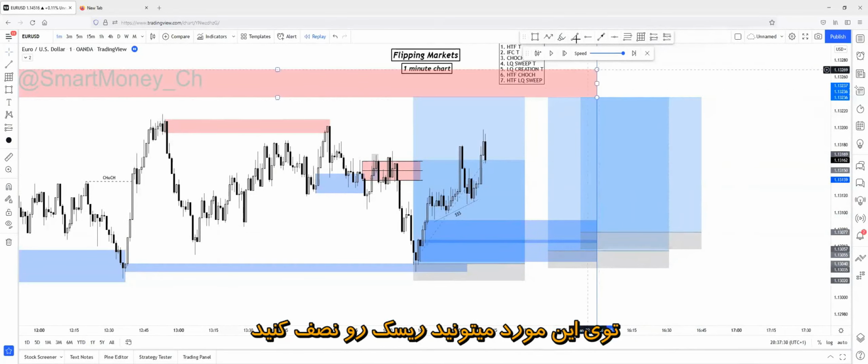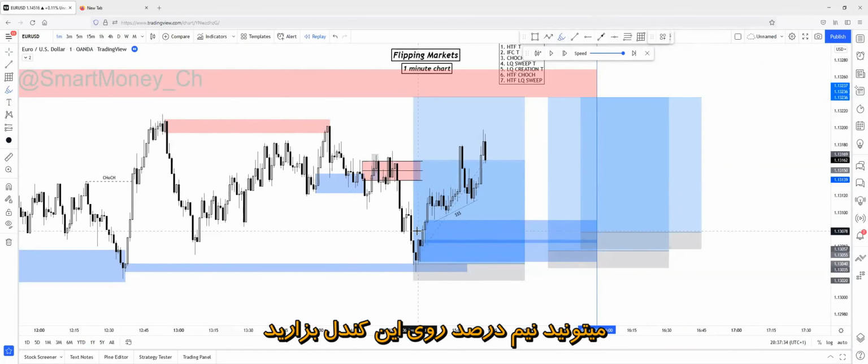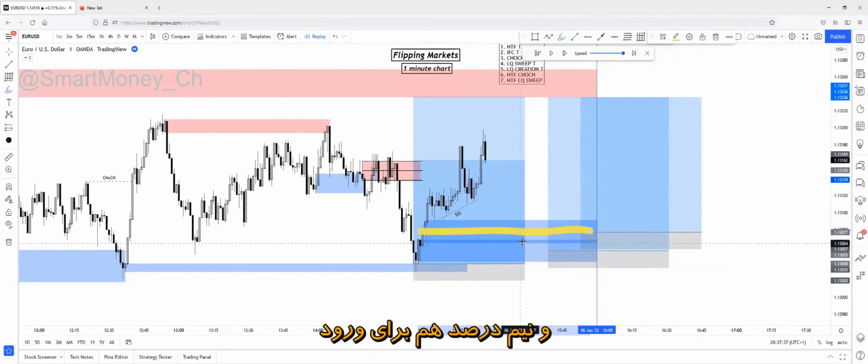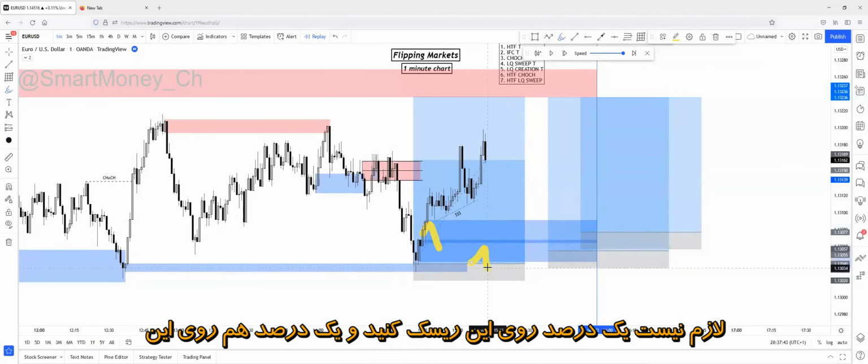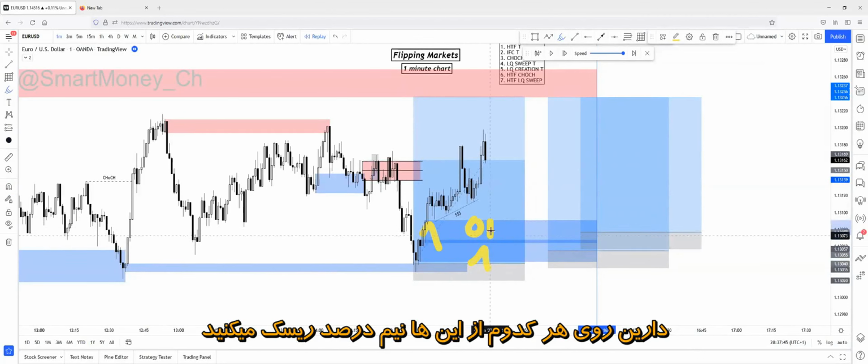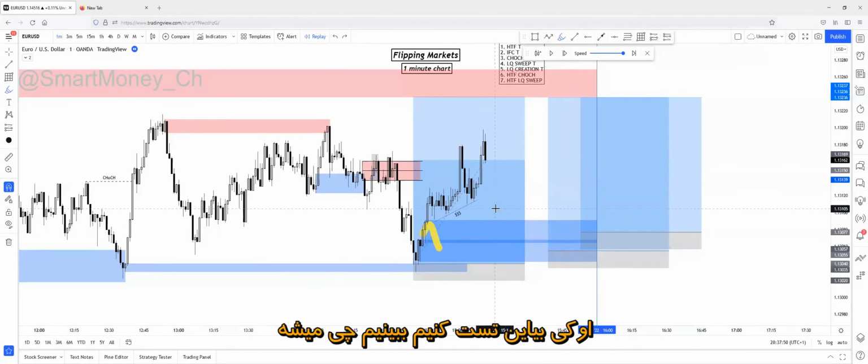So in this case, you can halve the risk. You can set a 0.5% entry on this candle and set a 0.5% entry on this candle too. You're not using 1% here and 1% here. You are using 0.5 here and 0.5 here. You can halve the risk. Okay, let's test this out.